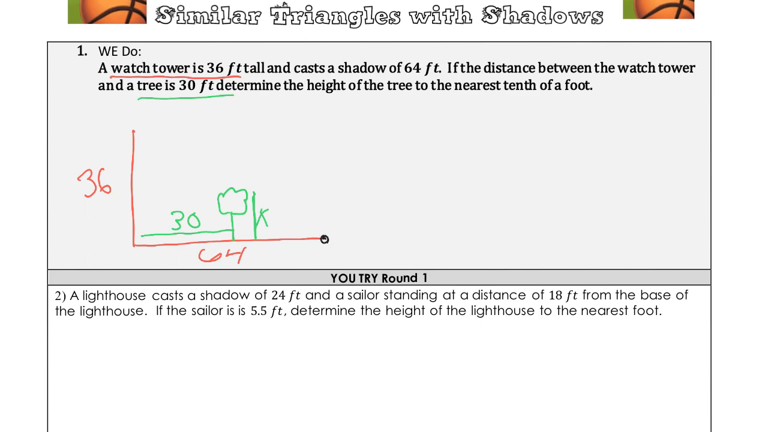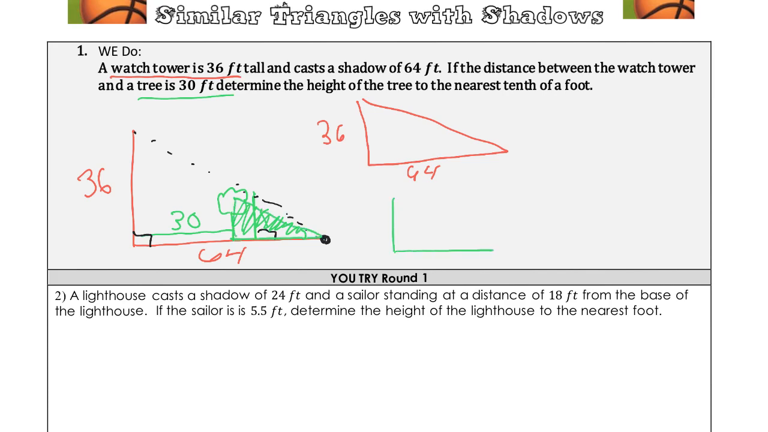We always assume these shadows meet at the same point, and that would create two triangles that are similar in this picture, because there's two right triangles. One is the red one that's really big, 36 and 64. The second triangle is the tree here, this triangle. So we got the tree, and we got the shadow of the tree. So we don't know the height of the tree, so that's my x. But the shadow of the tree is not 30. That's how far the tree is from the watchtower. The shadow of the tree is on the ground here.